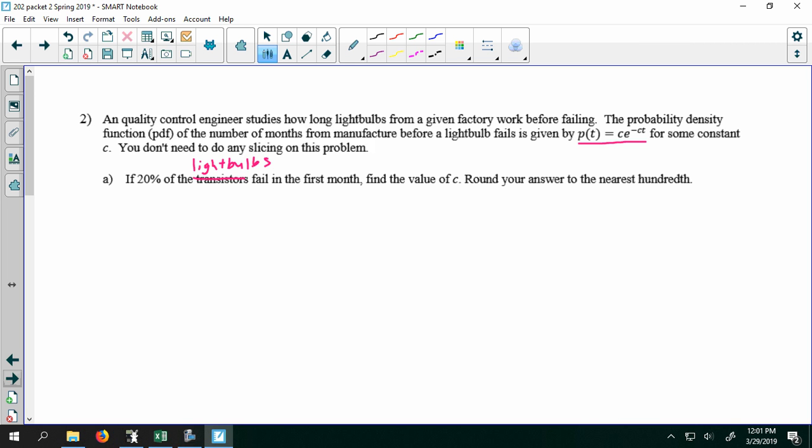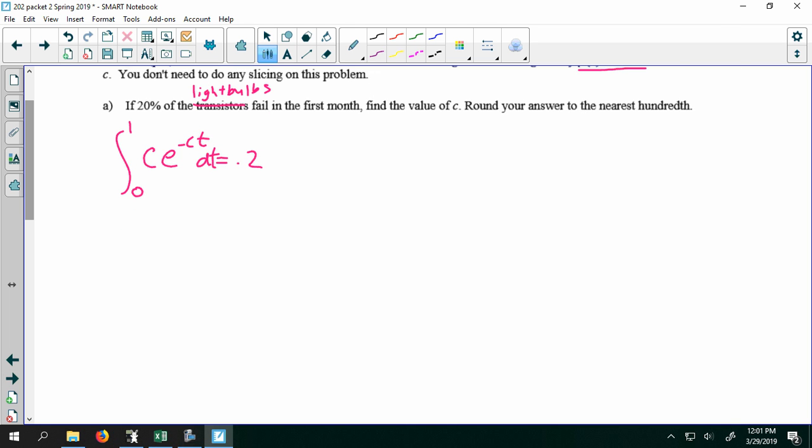So 20% failing in the first month, that's the area under the PDF. So the area under my PDF curve is 0.2, and they're failing in the first month, so between month 0 and month 1. And I want to solve this integral for C, solve this equation for C. So I need an antiderivative of C e to the negative CT.